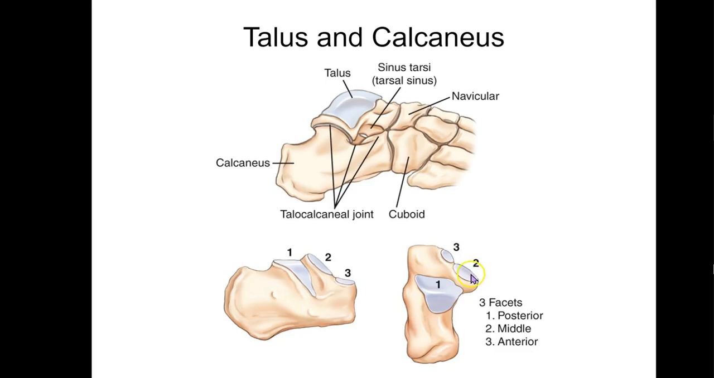Remember, we talked about the articular surfaces and their facets. Okay, so the posterior, the middle, and the anterior. And I want you to know that the talus articulates with 4 different bones. So remember, superiorly, it actually articulates with both the tibia and the fibula. Inferiorly, it articulates with the calcaneus. And then anteriorly, you can see the talus articulates with the navicular. Okay, so here's calcaneus, here's talus, cuboid, navicular. Okay, so talus articulates with 4 bones.